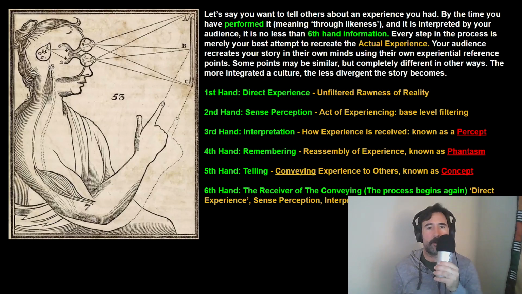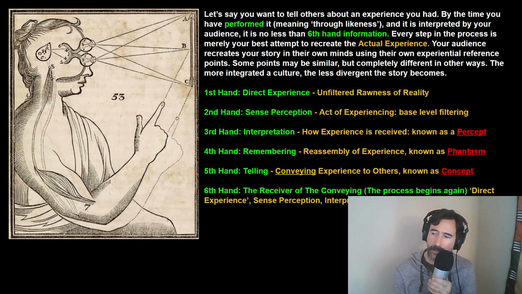So here we go, as far as the actual steps of communication: how you perceive reality, how you think about it, interpret it, and tell someone else about your story. First-hand experience is the direct experience, right? It's the unfiltered rawness of reality. It just is. It exists in the wordless, thoughtless state. Whatever it is, it is. There's nothing to think about here. It is just unfiltered reality.